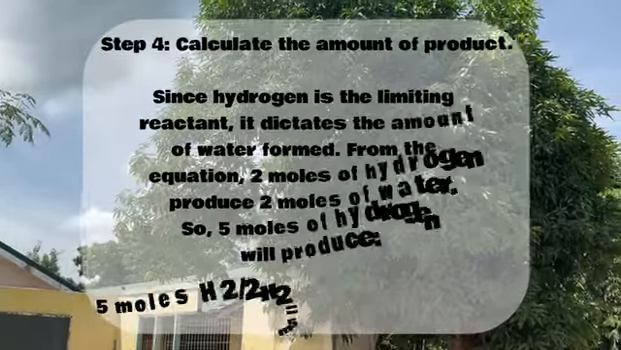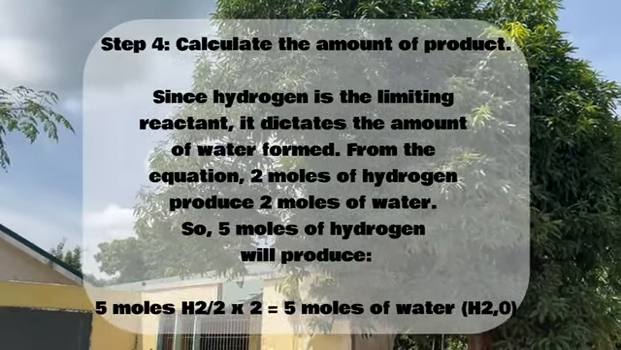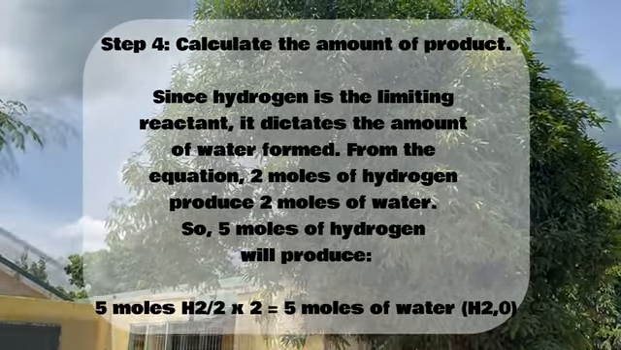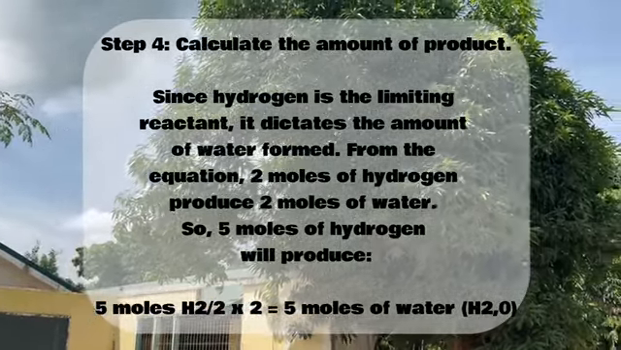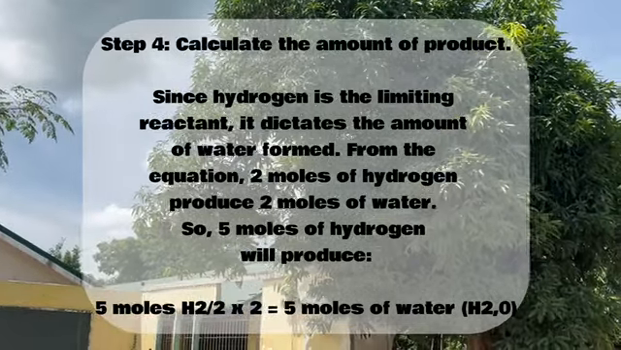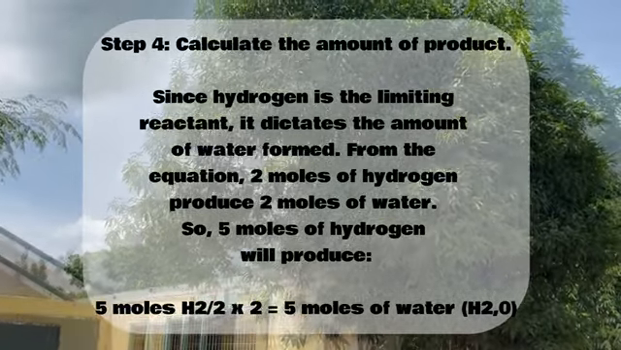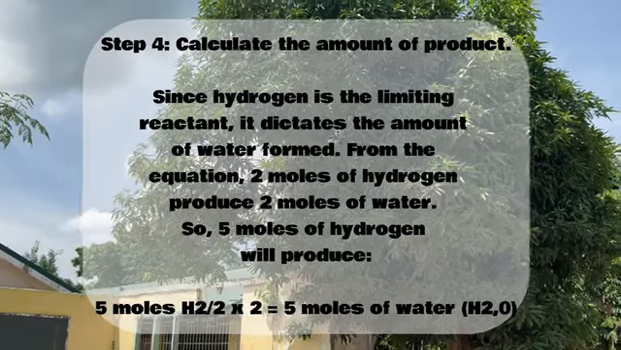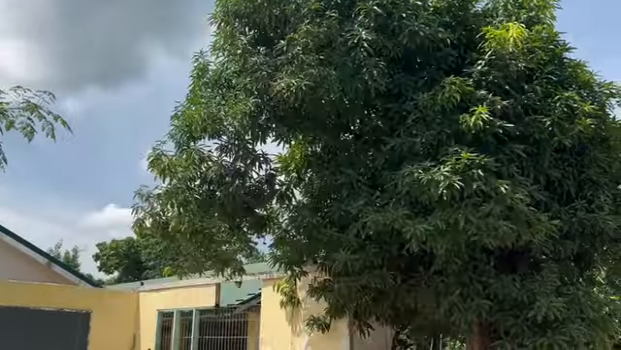Step 4. Calculate the amount of product. Since hydrogen is the limiting reactant, it dictates the amount of water formed. From the equation, 2 moles of hydrogen produce 2 moles of water, so 5 moles of hydrogen will produce 5 moles of water.